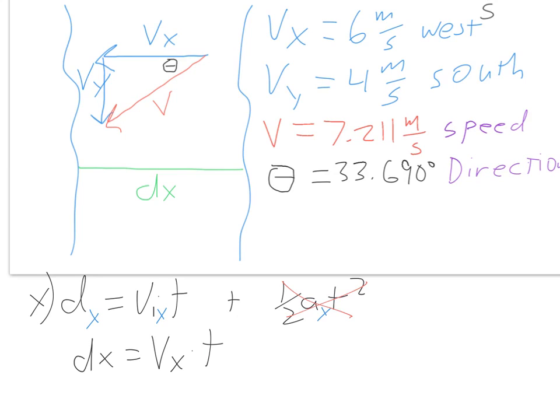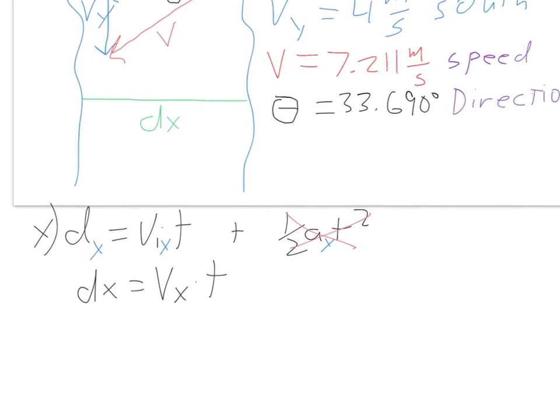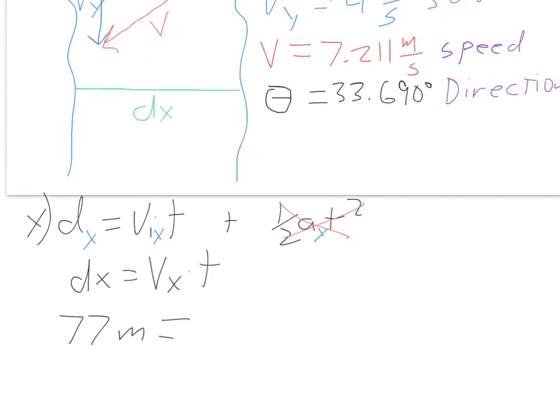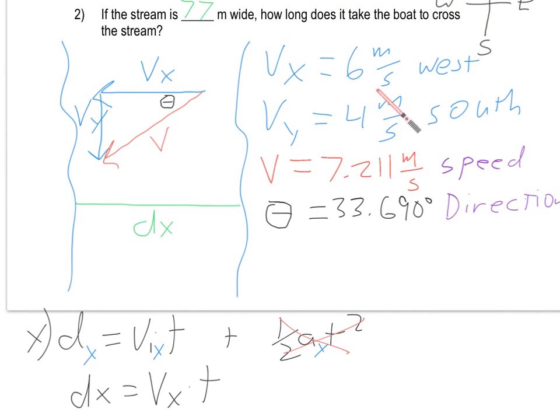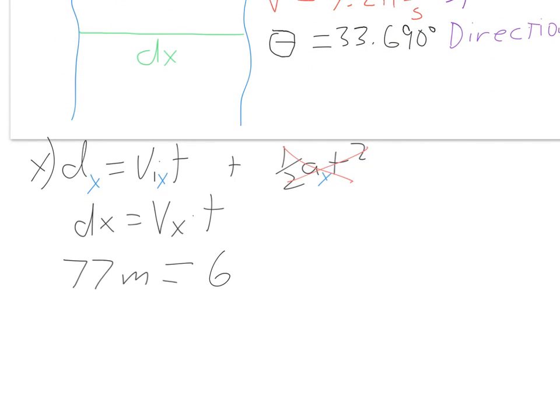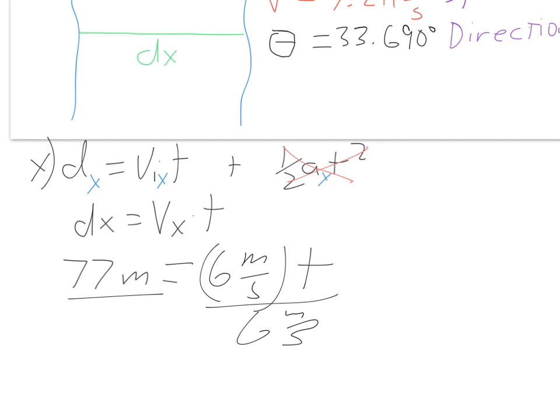The initial velocity is the final velocity, is the average velocity. It's just the horizontal velocity, which is pretty nice for us. The dx is the given 77 meters that we decided up at the top of the problem. The horizontal velocity, well, that's the 6 meters per second. So 77 meters equals 6 meters per second times the time to get across the river. So all we have left to do is divide out 6 meters per second to both sides.